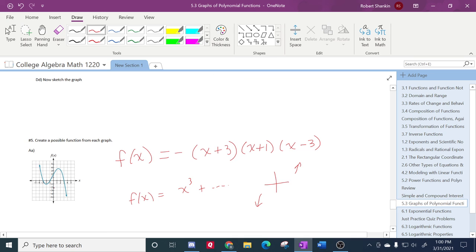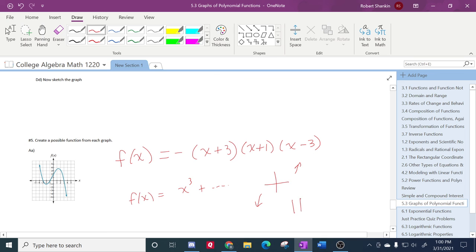Now you could also adjust it more carefully than that, but I'm not going to get too concerned about that. For instance, if you plugged in 0, do you get a height of 2? And if you don't, you just put a constant out here that'll adjust the height right there. But I'll be more concerned about, do you get these intercepts correct? Do you get the multiplicity correct? And do you get a positive or negative correct out here?